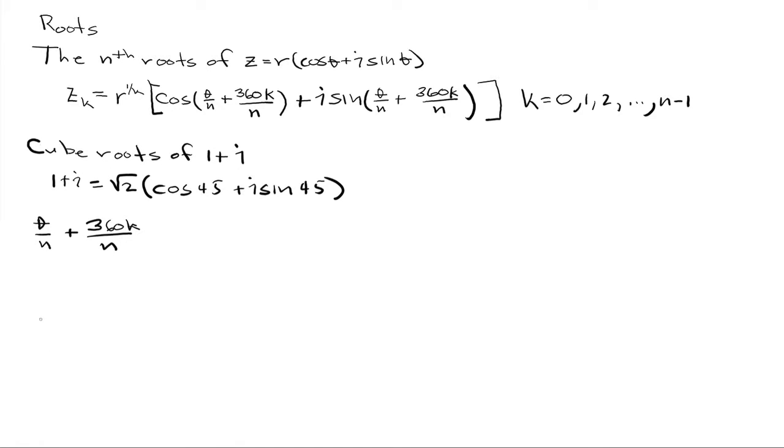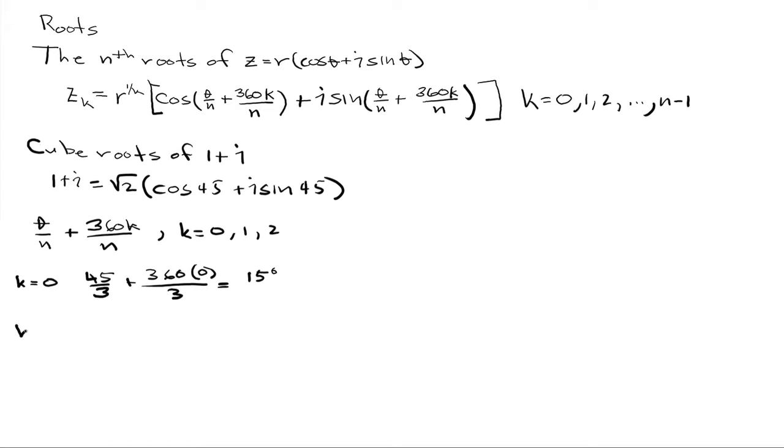over n. So my theta is 45 degrees. I'm doing a cube root, a third root. So k is going to be 0, 1, 2. We end at 2 because we end at n minus 1. I need 3 roots. Since I'm starting at 0, I have 1, 2, 3 right there. So k equals 0. We do theta, 45, over n, which is 3, plus 360 times 0 over 3. 360 times 0 is 0, so that whole second term is 0. 45 over 3 is 15. So my first angle is 15 degrees.